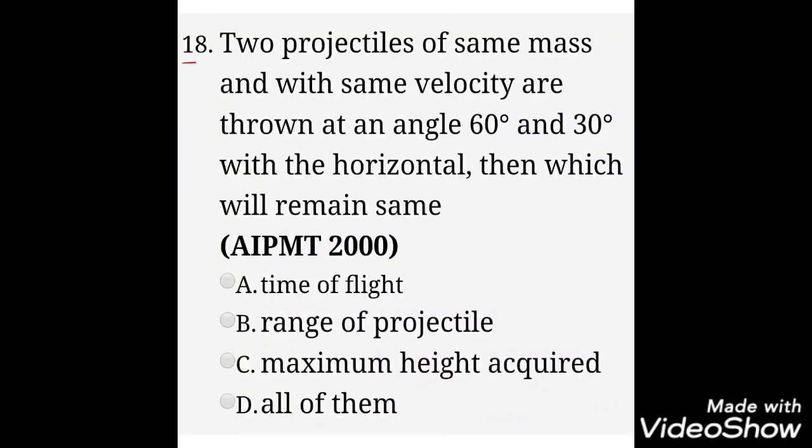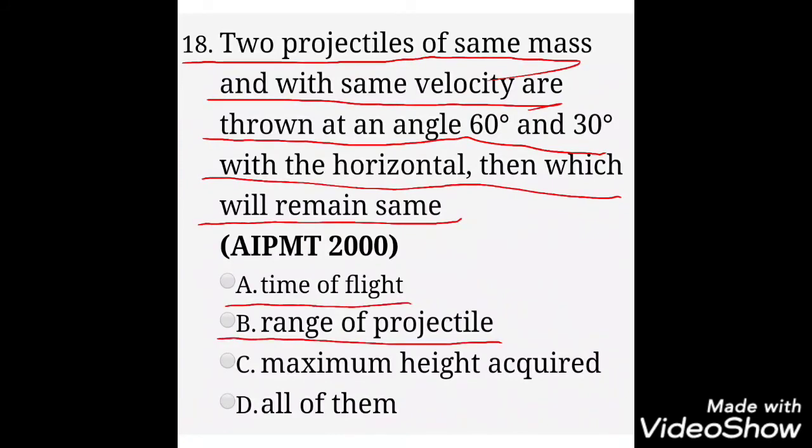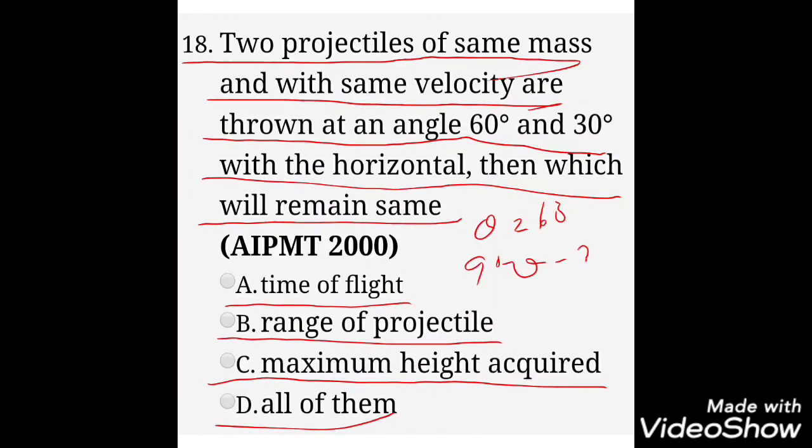Question number 18. Two projectiles of same mass and with same velocity are thrown at an angle of 60 degree and 30 degree with the horizontal. Then which will remain the same? Option A time of flight, option B range of projectile, option C maximum height acquired, option D all of them. See here, theta means 60 degree, 90 minus theta means it is nothing but 30 degree. So for two such angles of projection the range will be the same.